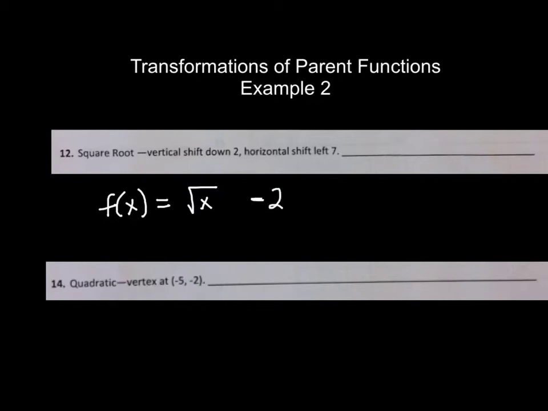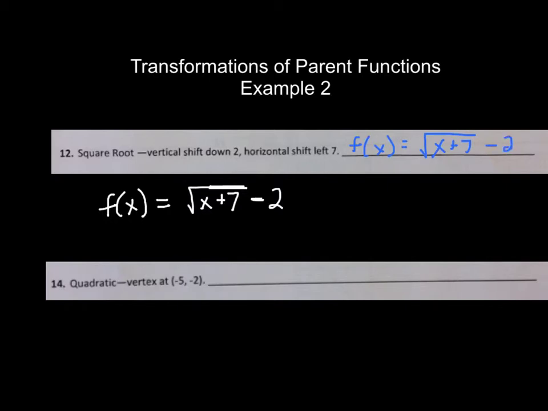Okay? How did I move it left and right again? You put a parentheses. It's got to be inside of our function. For the absolute value, it was in the absolute value, but this is a square root. So I want to put it under the square root. And if I want to move it left 7, what would I put under the square root? Now you think minus, but remember it's opposite. So it'd be plus 7. And that's it. That's your answer. f of x equals square root of x plus 7 because you're left 7, and down 2 is a minus 2 at the end.